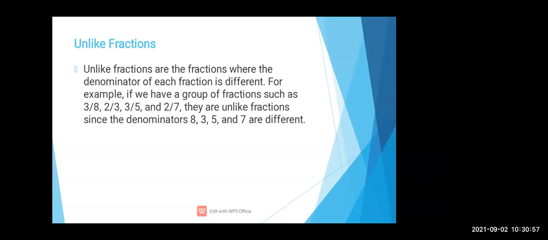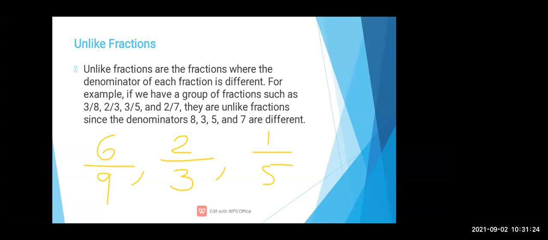So I'm writing here one example. You have to identify whether this is a like fraction or an unlike fraction. See, I have written here 6 upon 9, 2 upon 3. This is a group of fractions. 1 upon 5. So which type of fraction is it?